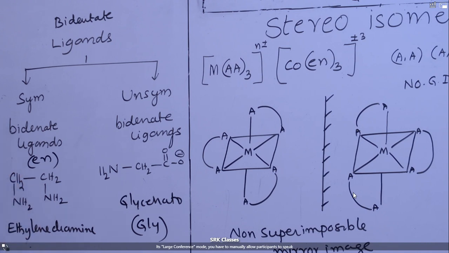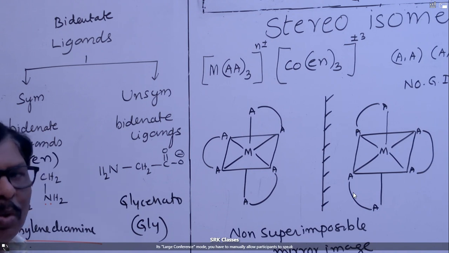bidentate ligand. Example: ethylene diamine is an example of a symmetrical bidentate ligand because here the donor atom is nitrogen, and the other one is also nitrogen. Both donor atoms are the same, therefore it is called symmetrical bidentate. Put another way, this molecule can be divided into 2 equal halves. If I cut here, CH2NH2 and CH2NH2, both sides are the same. That's why it is said to be a symmetrical bidentate ligand.